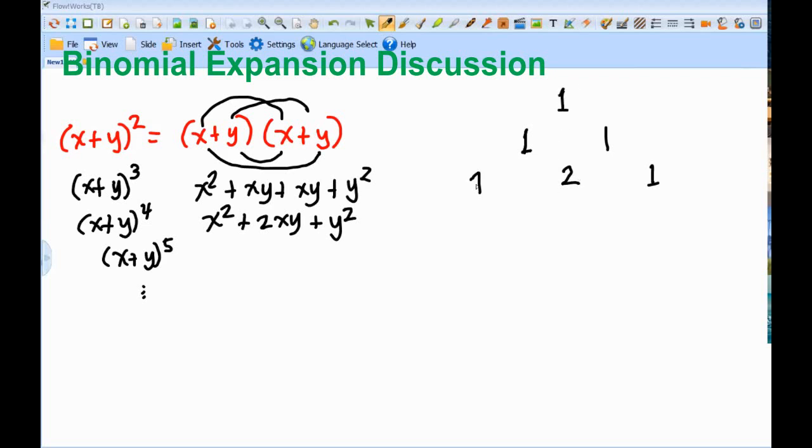Okay, all of the numbers here are 1. The perimeter of the triangle is all 1. So here, 1. Then 1 plus 2 will be 3. 2 plus 1 will be 3. And then there is another 1 here. And then let's go again here, 1. 1 plus 3, 4. 3 plus 3, 6. 3 plus 1, 4. And then this is 1 again.